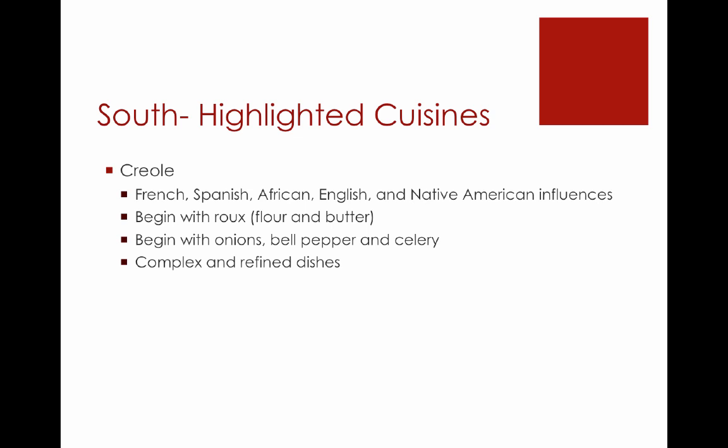So there are several different cuisines that we highlight in the South, one being Creole, that this is more in the Louisiana area. And you see Creole is a mixture of French, Spanish, African, English, and Native American influences all together. When you are making a dish, you often begin with a roux, and that's how you pronounce that word, R-O-U-X, is roux. It's a French word, just meaning flour and butter mixed together, so that you get a browned look to a lot of your dishes, because that flour and butter are mixed together and browned in the pan before you begin making sauces and things like that.